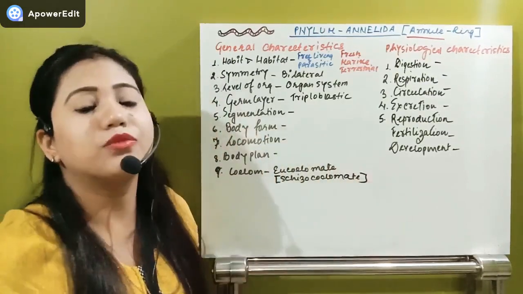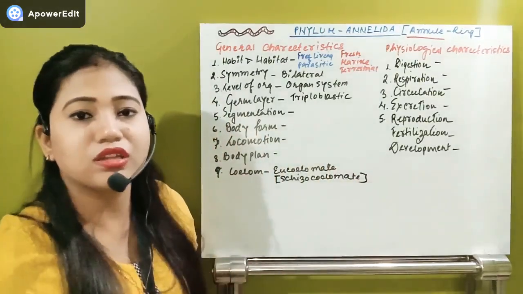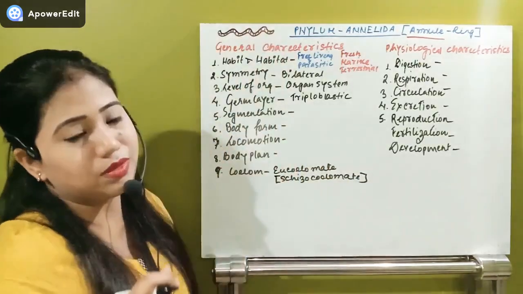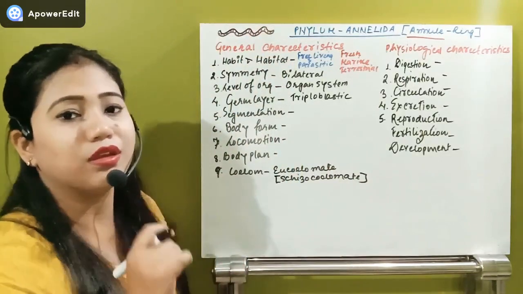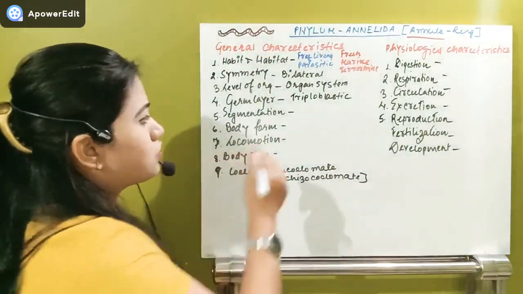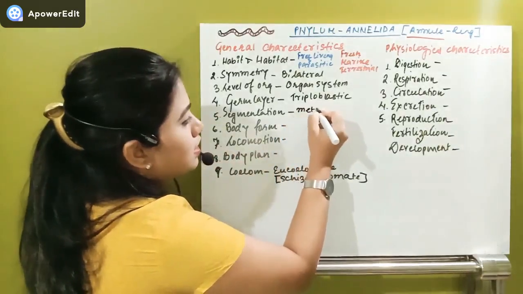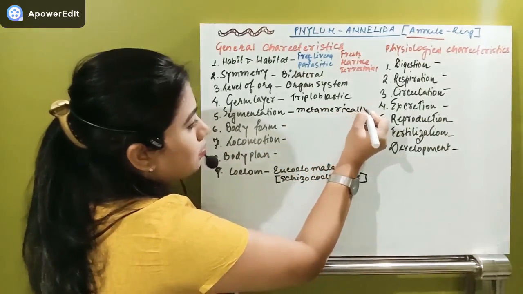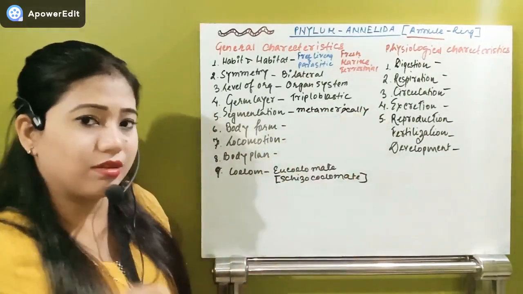Then after that come to segmentation. Yes, this organism will have segments. Throughout the body they will have segments, and each segment will bear repeated organs, more than 1 repeated organ. So these organisms are metamerically segmented animals. Okay, remember that.